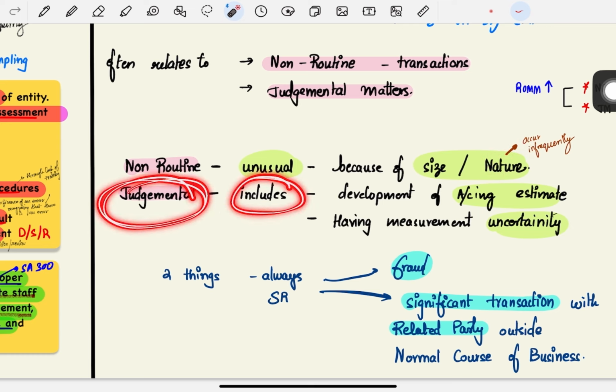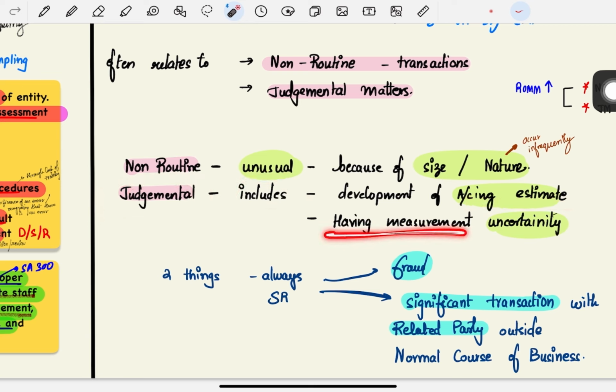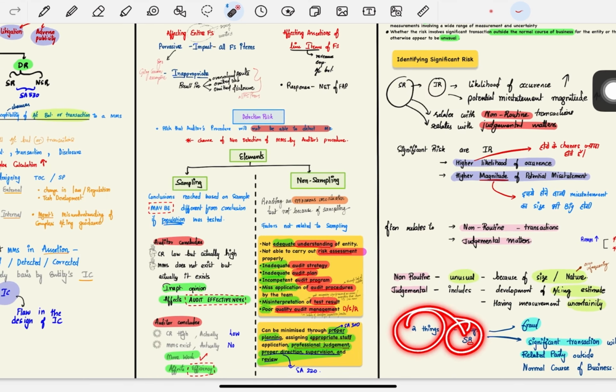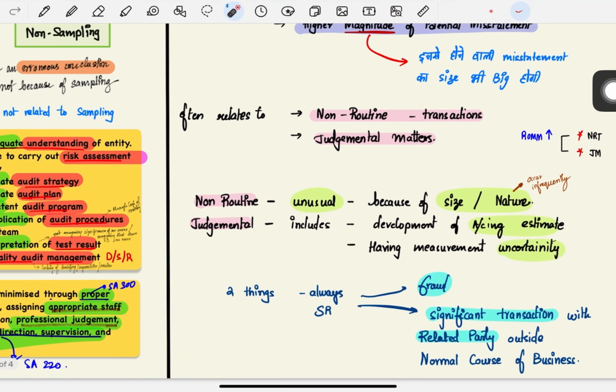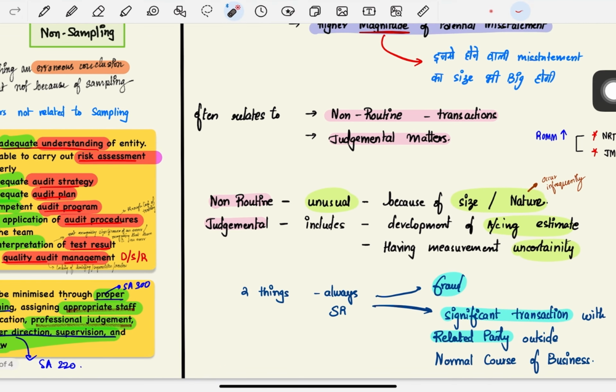Judgmental includes development of accounting estimates having measurement uncertainty. So judgmental means that you have to develop an accounting estimate and there is measurement uncertainty. Okay, so always remember, two things are always considered as significant risk: fraud and significant transactions with related parties outside the normal course of business.